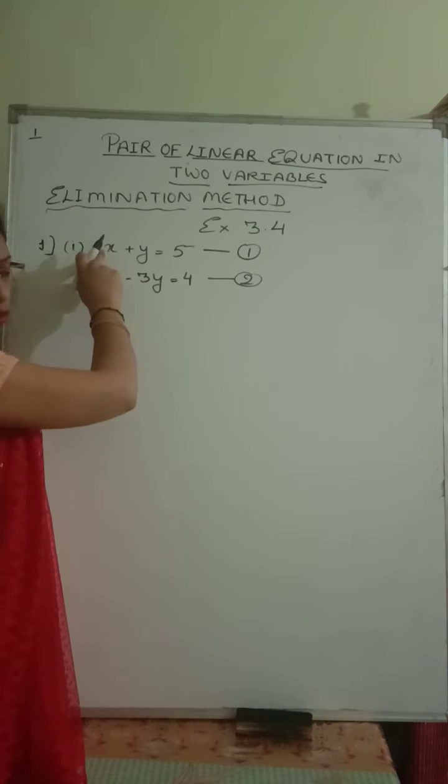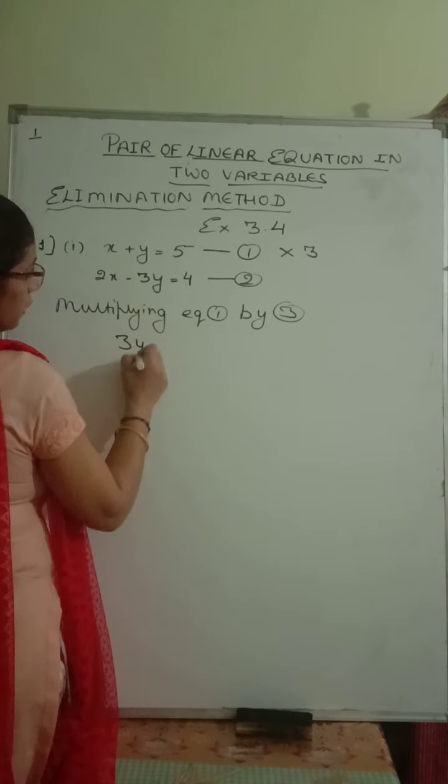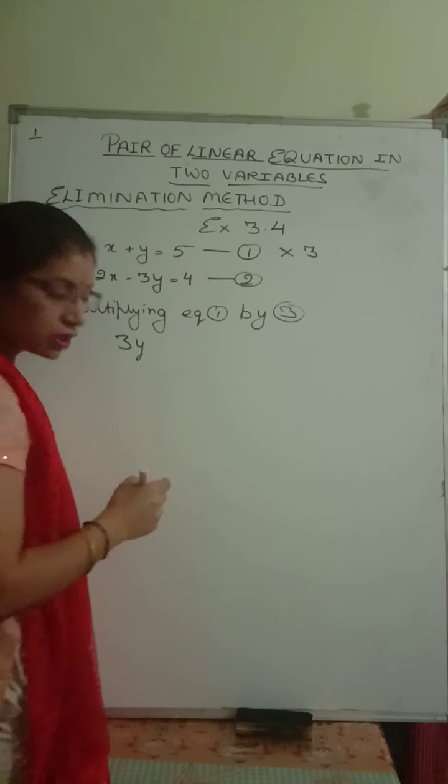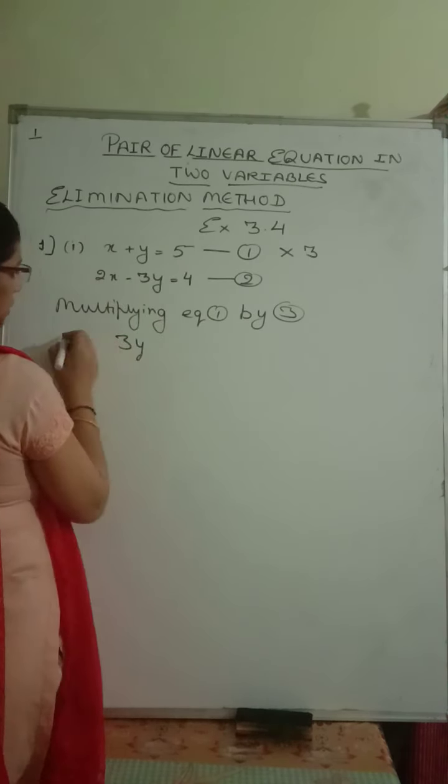So what we'll do is multiply equation 1 by 3. So what will we get? We have to multiply each and every term. So 3x plus 3y equals 3 fives are 15. Let me say this is equation number 1, so this is 1 dash. Now I am writing equation number 2 here: 2x minus 3y equals 4. This was equation number 2.